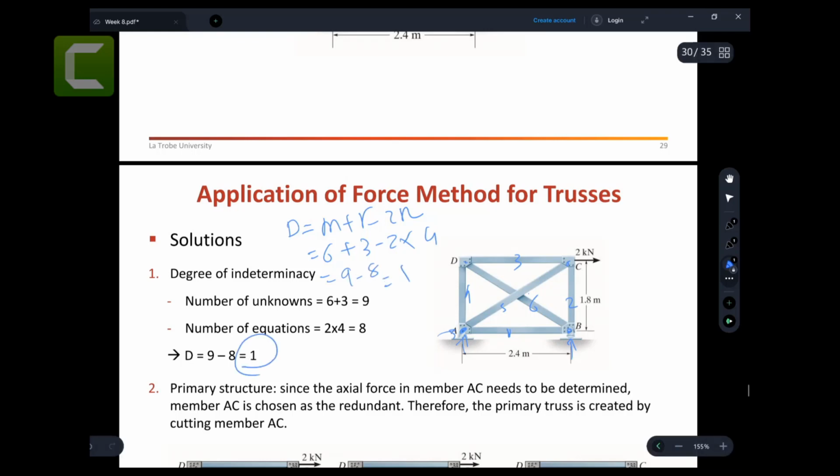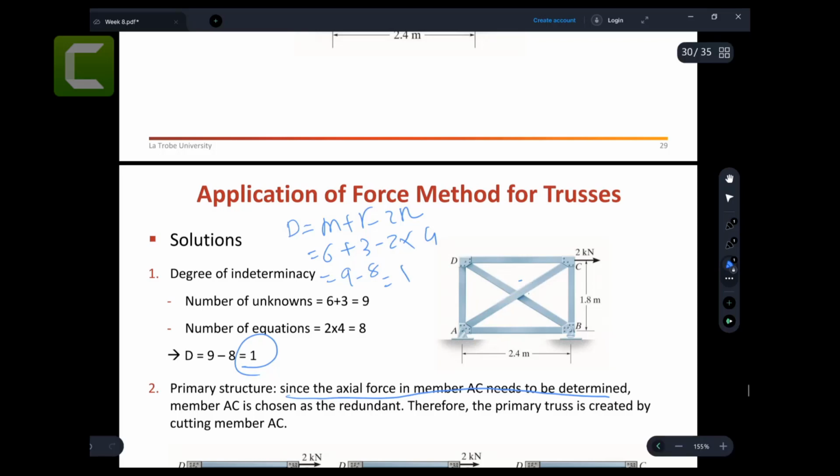So the first step, always find the degree of indeterminacy for the beam and for the truss. Now, for the primary structure, since the axial force in the member AC needs to be determined, we need to find the force in the member AC, right? So there is one unknown force, which is not a reaction force but this axial force, chosen to be redundant. We're going to remove that force, assume it is not there, and put it back. Therefore, the primary truss is created by cutting the member AC.